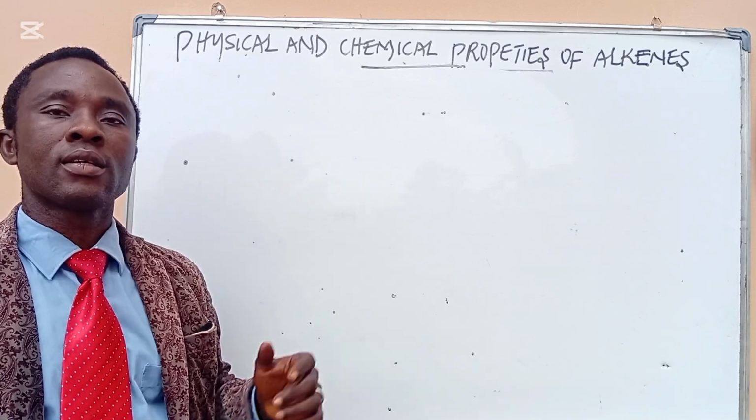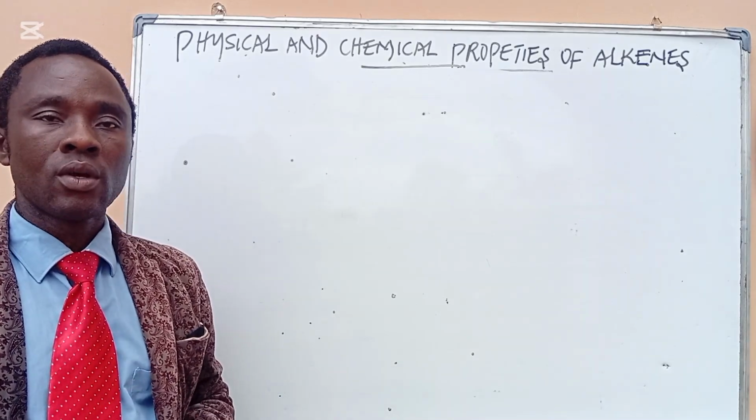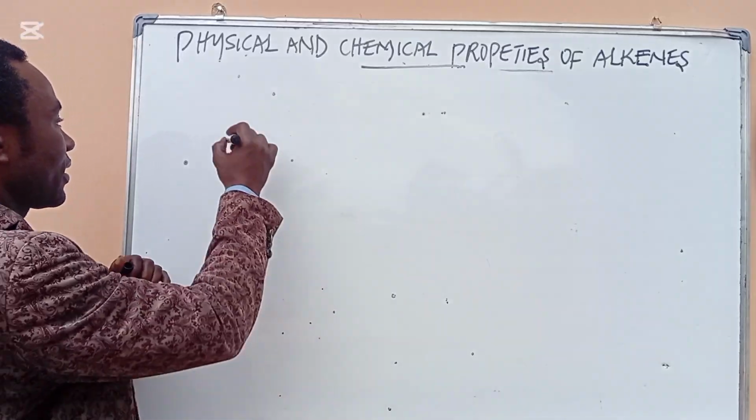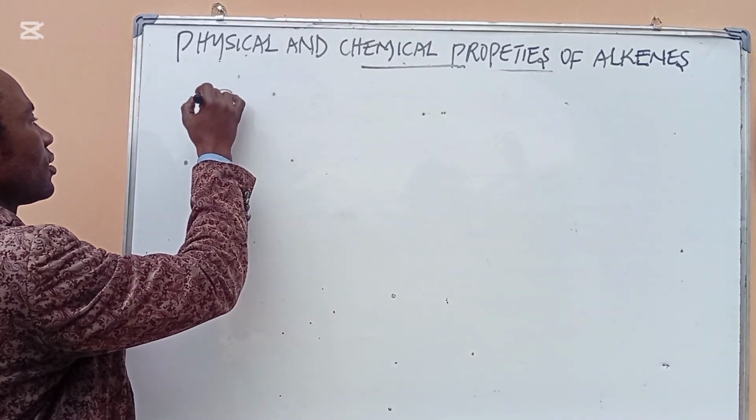So the next reaction, or property of alkenes, that we want to take next is ozonolysis. Okay, ozonolysis of alkenes. That is number 3.